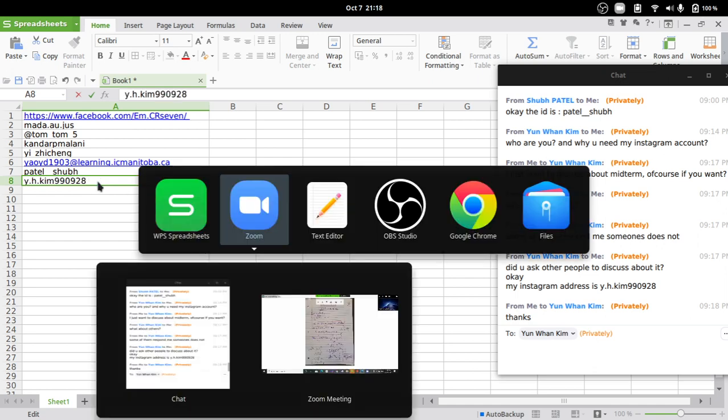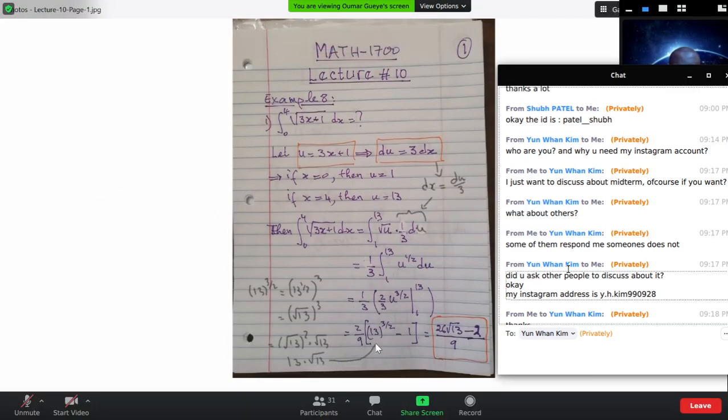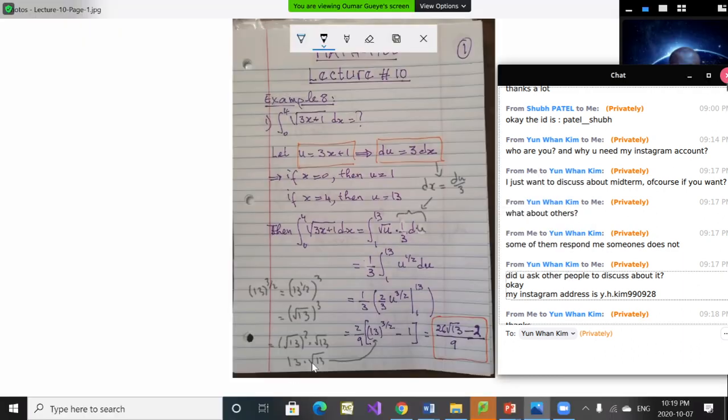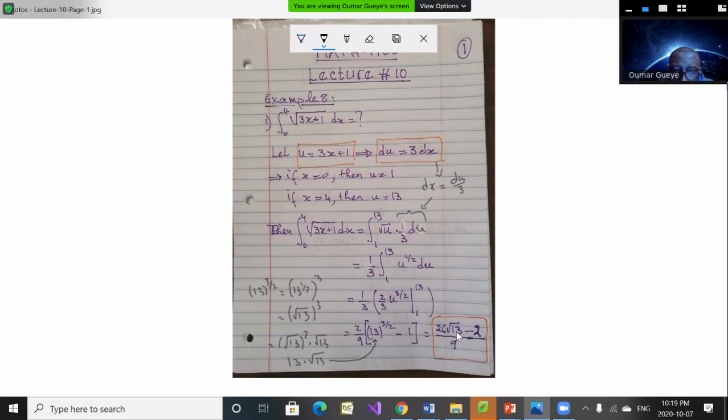So I just substituted here and multiplied by 2. That's why I got 26 root 13. The 2 I multiply by 1 to get negative 2, and the whole thing over 9. And you're done.